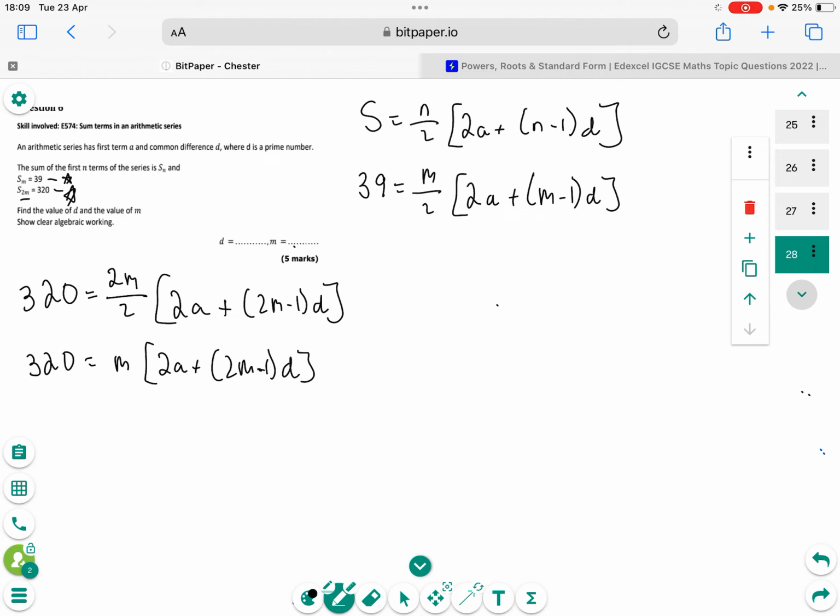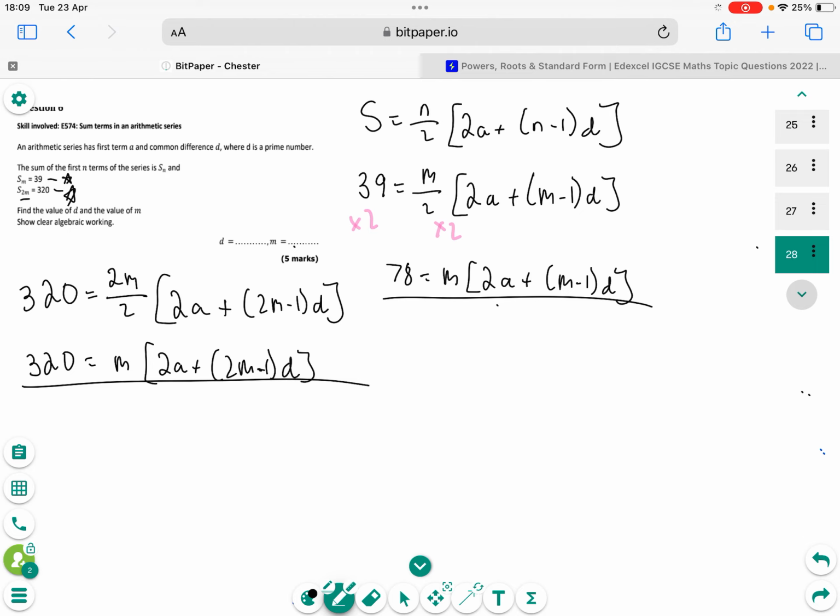Still, there's not much we can do here. Why don't we expand the brackets and simplify a bit more? Well, first thing we can do is get rid of this divide by 2 by timesing both sides by 2. So we can say 78 equals m times 2a plus m minus 1 d. Still, we have this and this. Not really helping us here. Let's expand the brackets, why not?